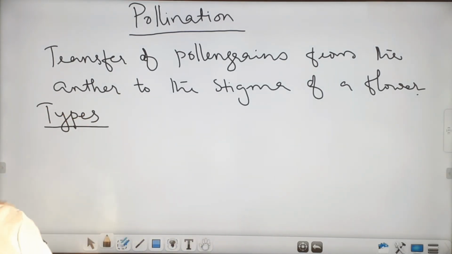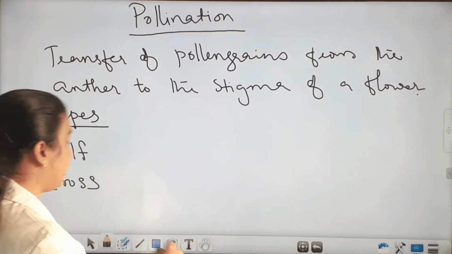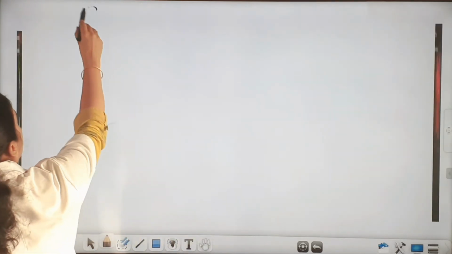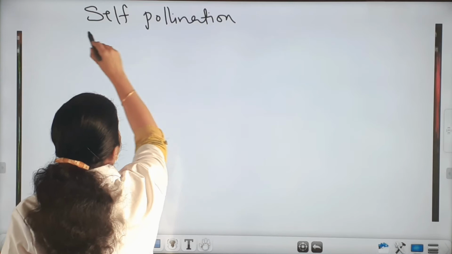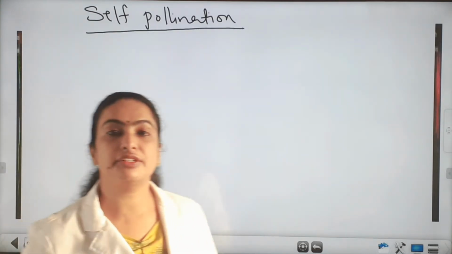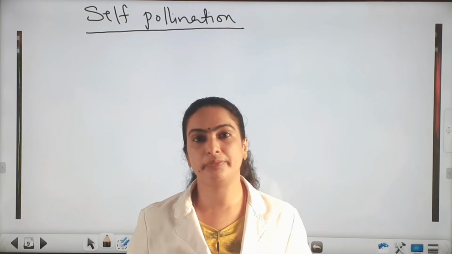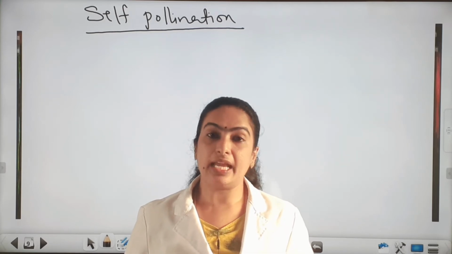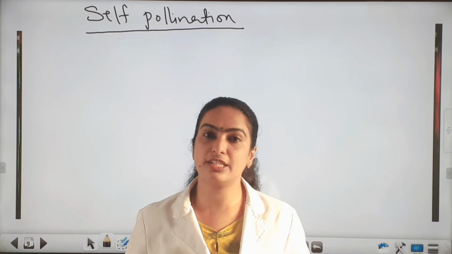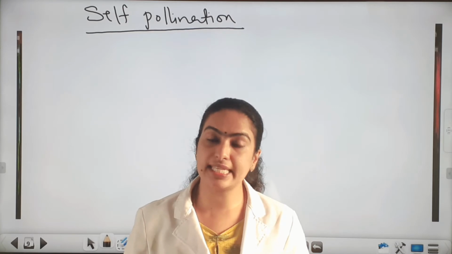There are two types of pollination. They are self-pollination and cross-pollination. So, we can see the self-pollination in detail. First, we can see self-pollination. Self-pollination means the transfer of pollen grains from the anther to the stigma of same flower or another flower of the same plant. If the plant is bisexual, there is a chance of transfer of pollen grains from the anther to the stigma of the same flower.